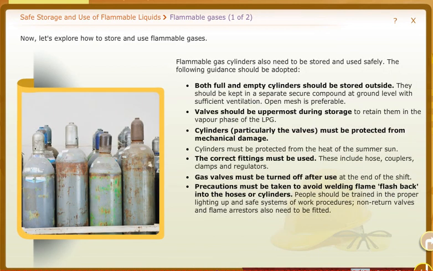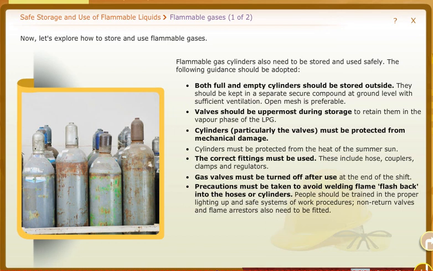Now, let's explore how to store and use flammable gases. Flammable gas cylinders also need to be stored and used safely. The following guidance should be adopted. Both full and empty cylinders should be stored outside. They should be kept in a separate, secure compound at ground level with sufficient ventilation. Open mesh is preferable.